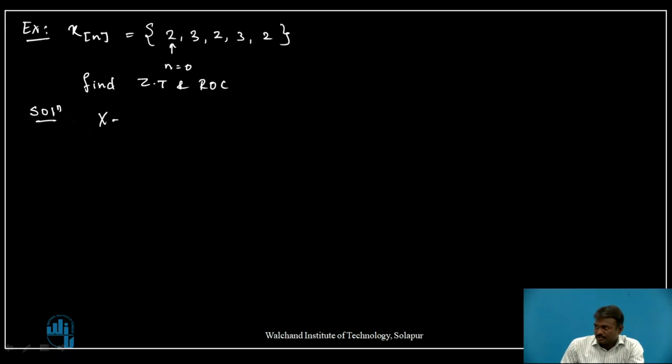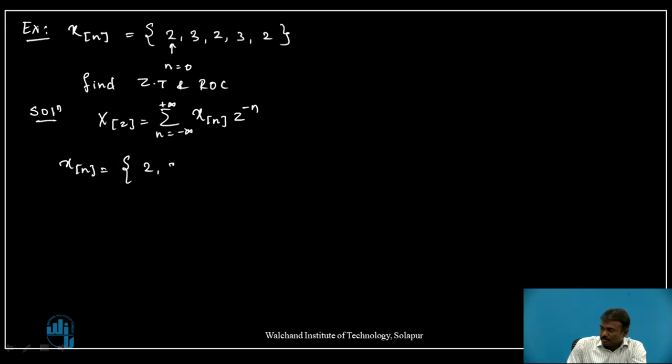So we know that X(z) is equal to the summation from n equal to minus infinity to plus infinity of x(n) z to the power minus n. Here x(n) is equal to 2, 3, 2, 3, 2, which is a finite duration sequence, and the arrow mark is at the first sample value. Now let us plot the graph for this discrete time sequence x(n).